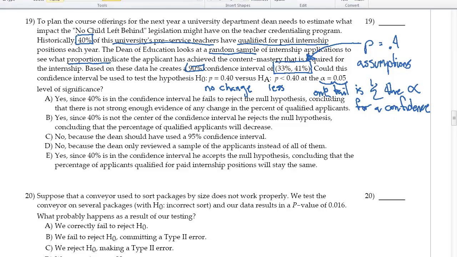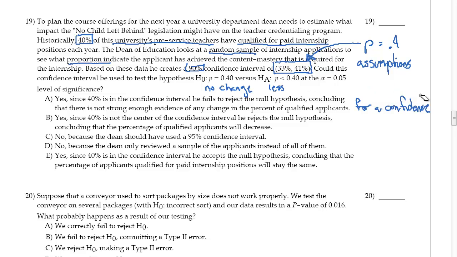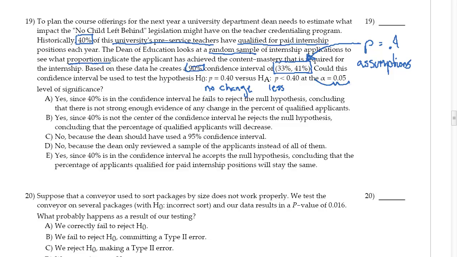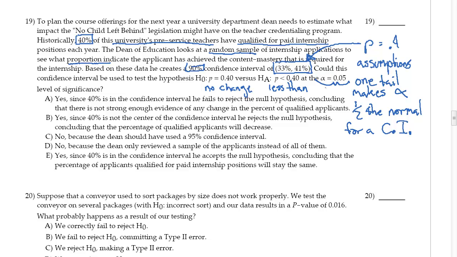Man, my writing is terrible. Here, let me rewrite this. It's still the same stuff, but I want to make sure that it's clear. One tail, and this is one tail. The less than is making it one tail. It makes alpha half the normal for a confidence interval. So this is fine. This is good. This makes us happy right here. Not a problem.